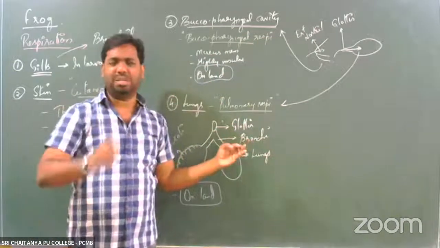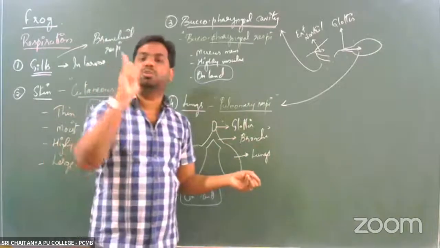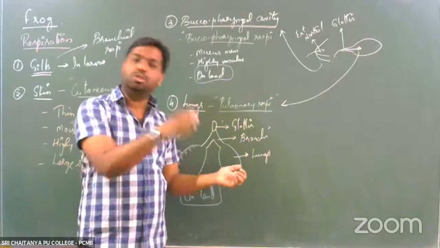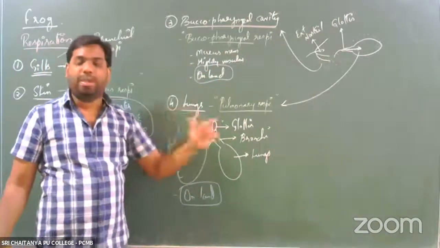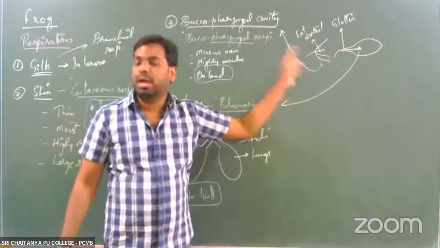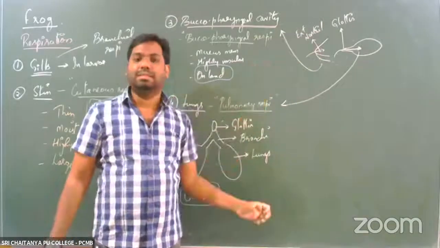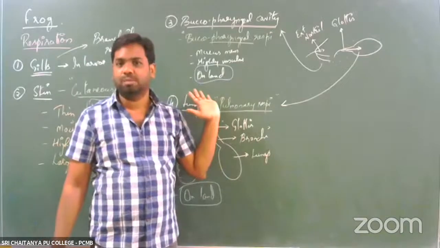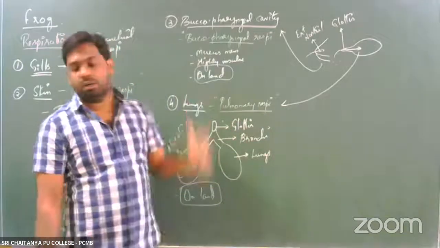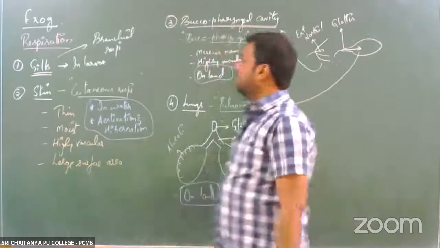I'm just repeating it once again. When the external nostrils open and the glottis closes, that is the time buccopharyngeal respiration takes place. When the external nostrils close and the glottis opens, that is the time where pulmonary respiration actually takes place. So this is what we have in the different organs which are involved in the process of respiration.